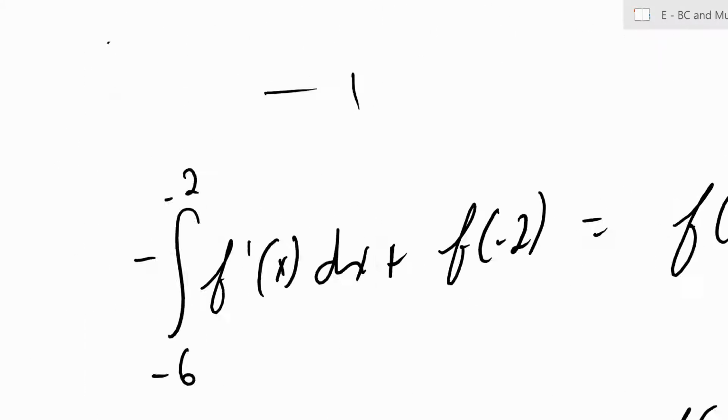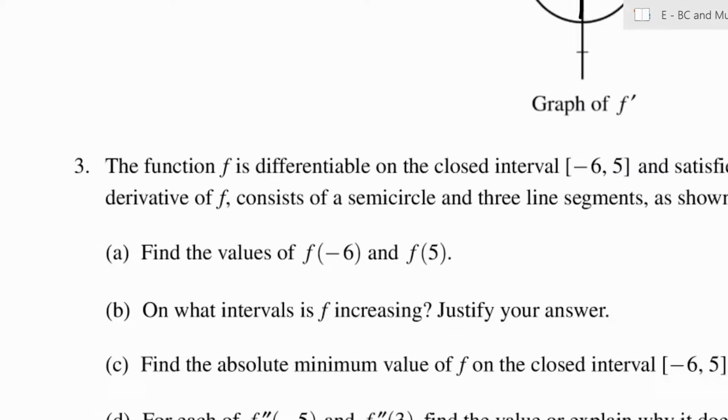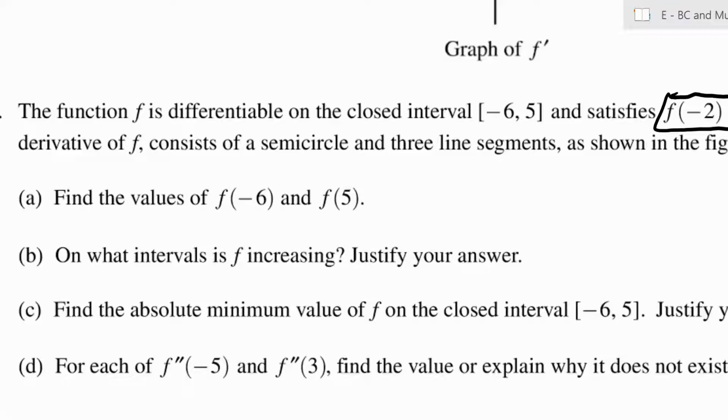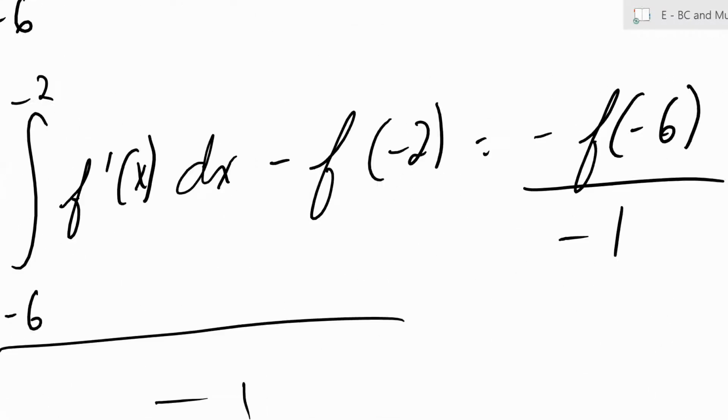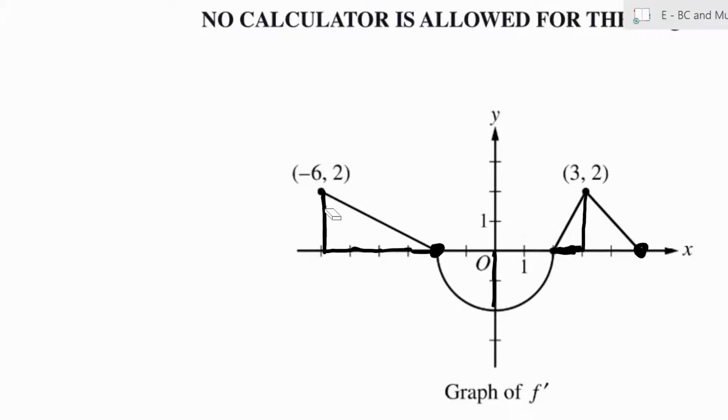In part B, they ask on what intervals is f increasing? Justify your answer. Well, if we look at the graph, let's erase these for a second. f is increasing on this interval here, so that's negative 6 to negative 2, and this interval here, so that's from 2 to 5.